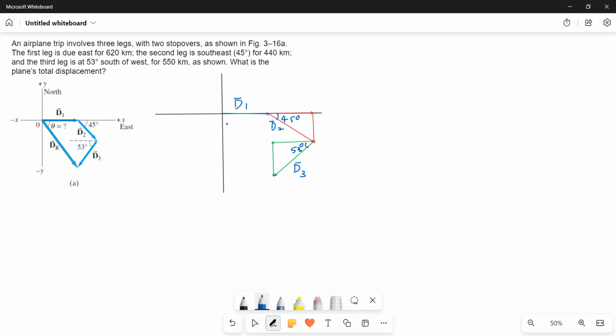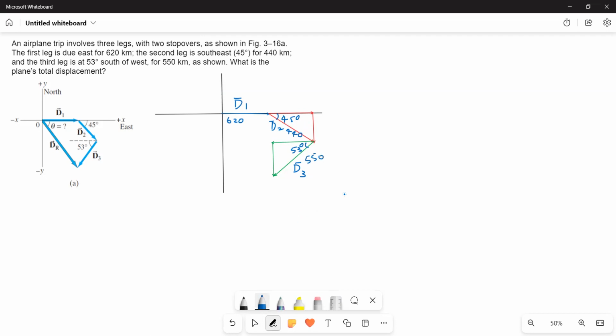D1 is given as 620 kilometers. And then D2 is given as 440 kilometers. So this is 440. And then this D3 is 550 kilometers.